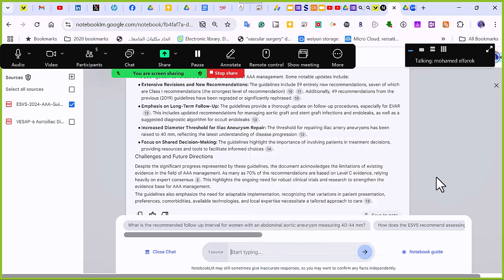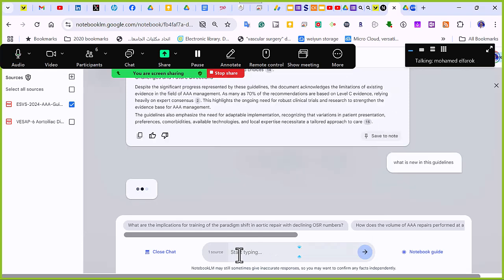Okay. What question would you like to ask about the aortic guideline? Give me the question and I will ask AI or anyone. Let us say, what is new in these guidelines. So I want to say what happened new rather than any other guidelines, and just put it here. Artificial intelligence will tell you what is new. So you will see the answer.